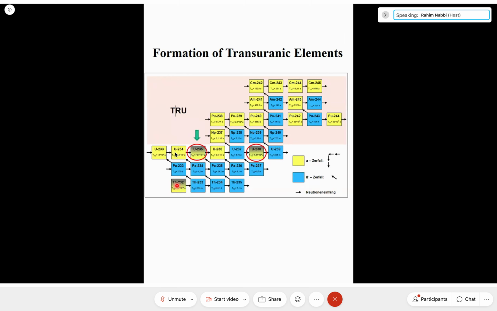So thorium, by capturing a neutron, goes to thorium-233, then to thorium-234, and protactinium, and then to uranium-234, and then uranium-236 by absorption of a neutron, and then the other path goes here, the way as we discussed before. That means in the whole process of this fission, many nuclides are involved.